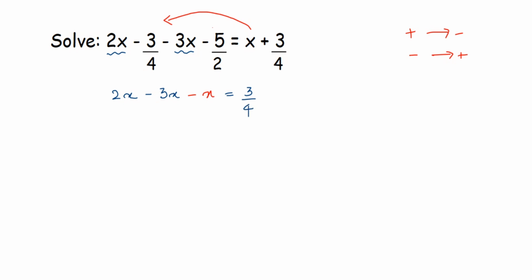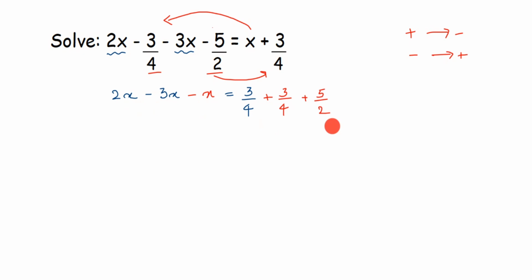Now I have brought all the variables to the left side. On the left side of the given equation, I have minus 3/4 and minus 5/2. These two constants or fractions, I have to move to the right side. Now you can see that both are negative. When you transpose both to the right side, they will be positive. So we get plus 3/4 and plus 5/2. Now we have transposed all the variables to one side and fractions or constants to the right side.